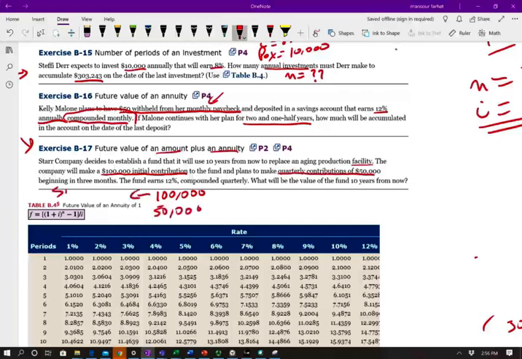So this is a single amount. The $100,000 is only one time, and this is an annuity. The $50,000 is an annuity, beginning 3 months from now. Now, the fund earns 12%, so we are dealing with 12% compounded quarterly. That's important. How much it's being compounded is extremely important. So what's the value of the fund?